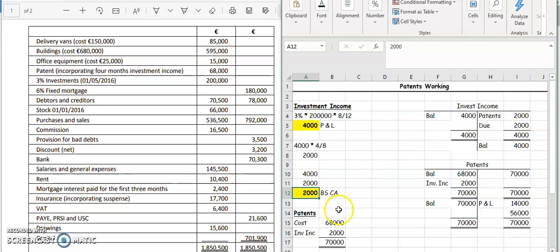And then your patents, 68,000, we're going to add on the 2,000 to give us 70,000. Why do we add it on? Because your investment income is income that goes on the credit side. So your patents, it's 2,000, so you're going to credit your investment income and you're going to debit your patents account. So those two are going to be added on to give you 70,000. So your patents is 70,000.